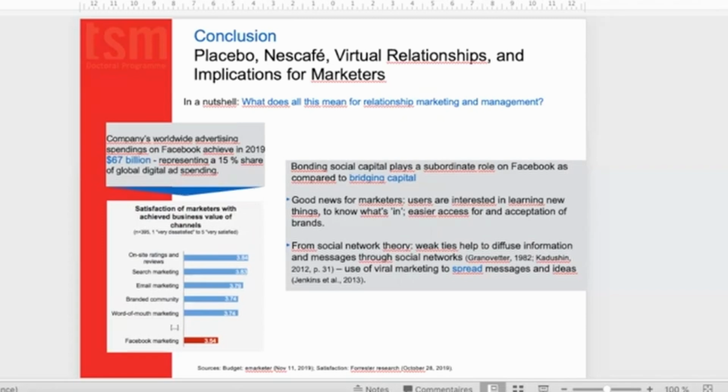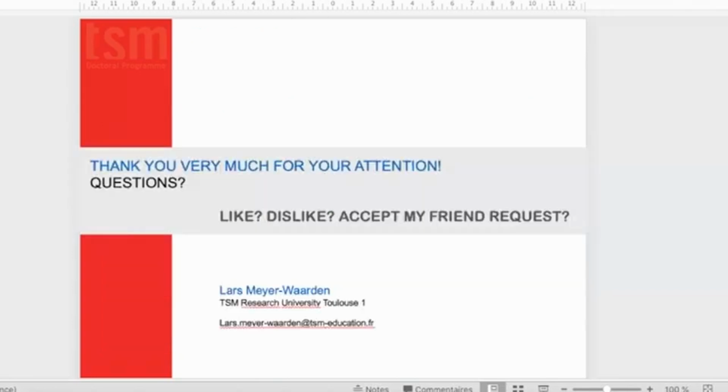The good news for marketers is that users are interested in learning new things, to know what's in, with easier access for and acceptance of brands. From social network theory, weak ties will help to diffuse information and advertising messages through social media, and to use viral marketing to spread messages and ideas. So this is the conclusion of our research, which gives important input to advertisers and marketers.